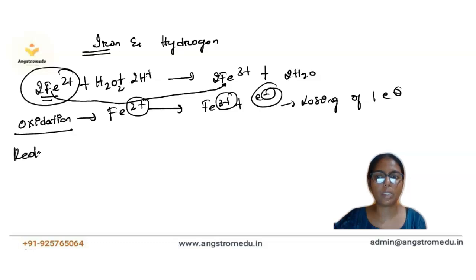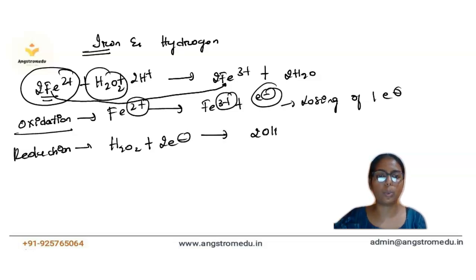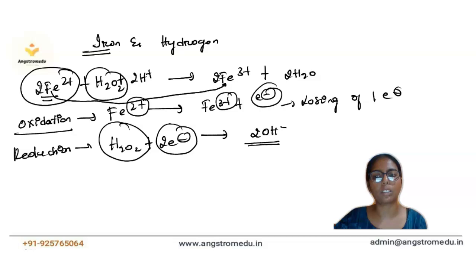So if you look at the reduction reaction, it would be like this. Here the hydrogen peroxide, H2O2, gains 2 electrons and converts into 2OH-. So here the hydrogen peroxide gains the 2 electrons and converts into hydroxide.